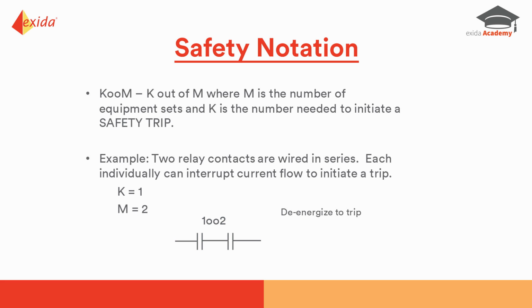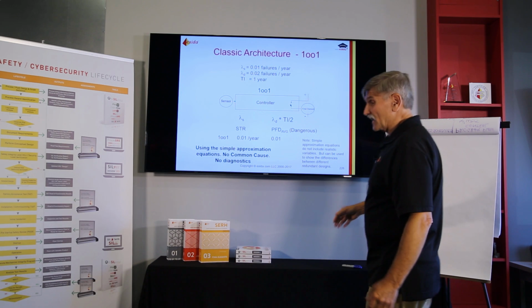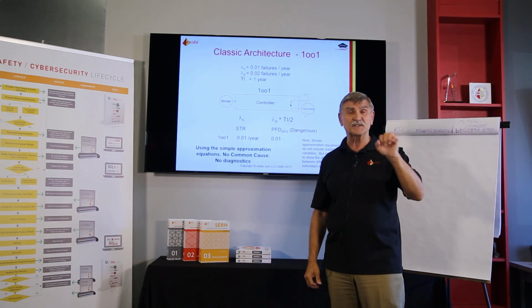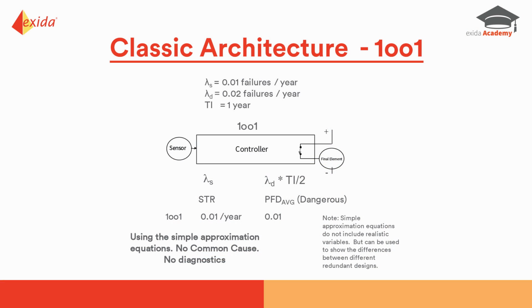Okay, we are ready to roll. I'll start by explaining a classic 1oo1 non-redundant system. This is a safety system. Let's assume we're talking a sensor, a controller, and for the moment, the output of the controller. Let's focus on that output.